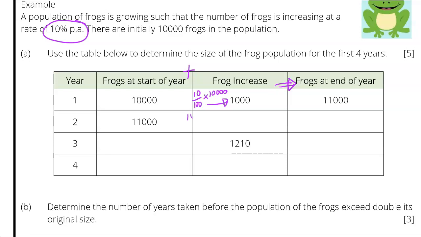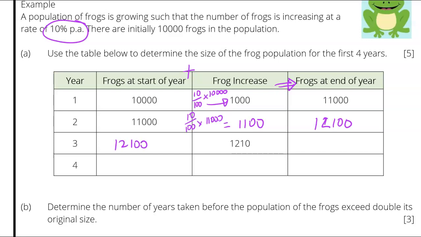We increase, the frog increase is 10% of that new amount. What is that figure going to be? Can we do that off the top of our heads? 1,100, yeah. And then we add the 1,100 to the 11,000. And so by the end of year 2, there is 12,100 frogs. That becomes the same amount at the start of the next year.